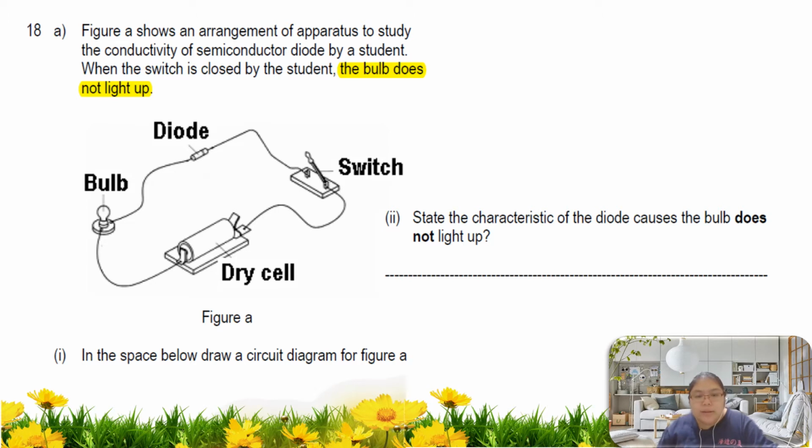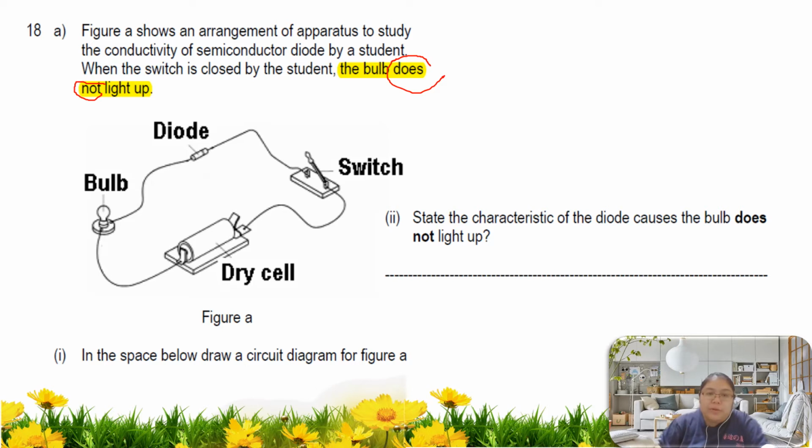Okay, question 18. Let's check question 18. The arrangement of apparatus is used by the student to study the conductivity of the semiconductor diode. When the switch is closed by the student, the bulb does not light up. So the bulb does not light up when we're using the diode. This situation we call reverse bias.